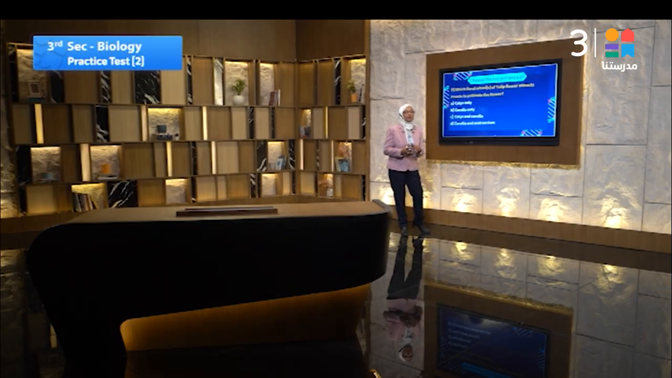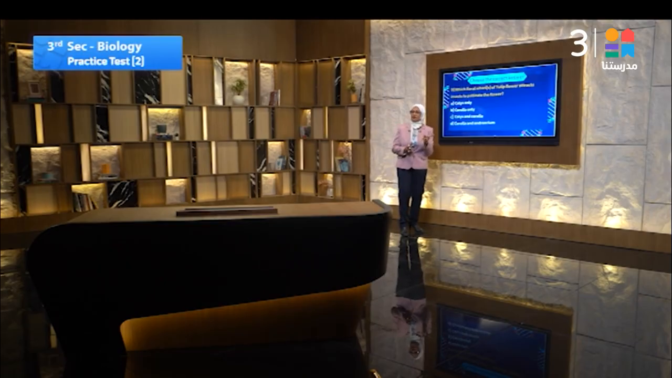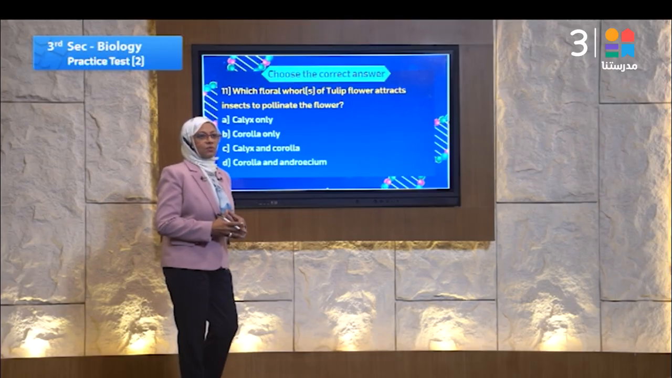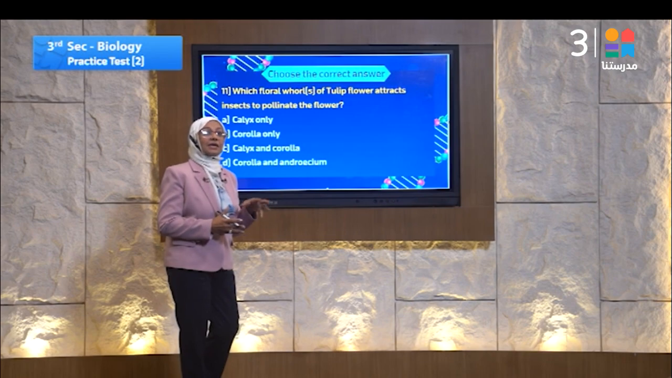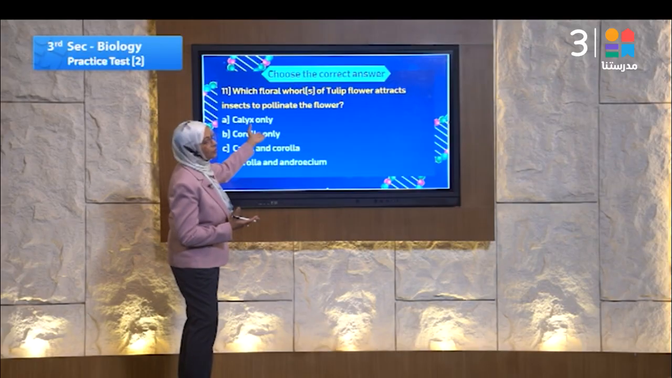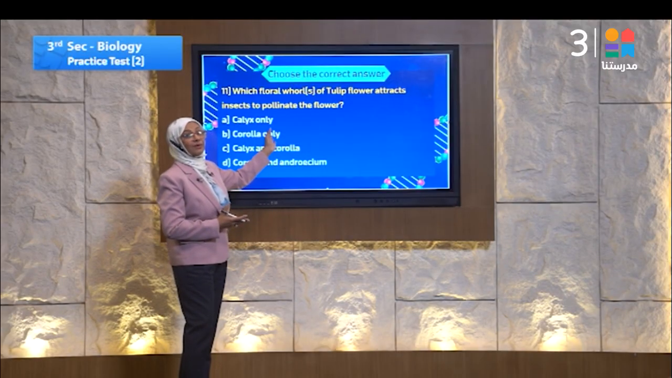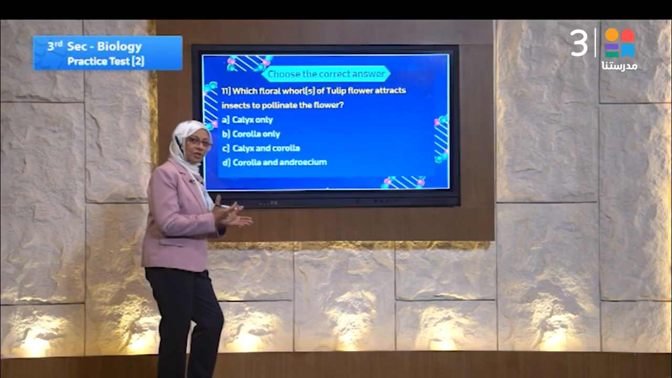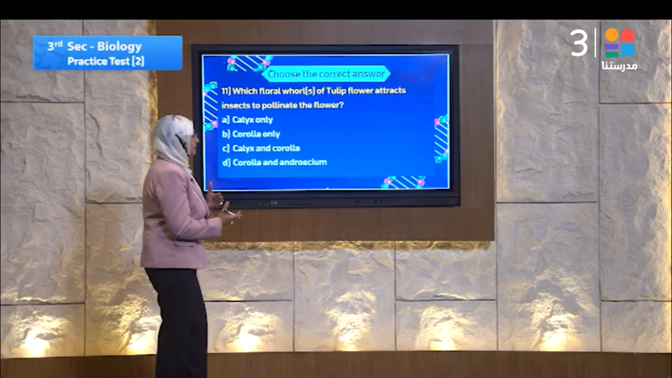The insect is attracted to the flower in two ways. The first one is the colored parts. The second one is nectar. Nectar is a juice which the insects absorb, and their scent. So we speak about two parts. The first one is the colored part which attracts the insect. Let's go to tulip. The tulip flower has a special phenomenon. Let's read the choices, then we choose one of them.